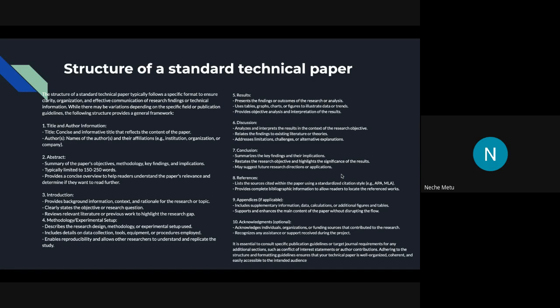So appendix is if applicable. Include supplementary information, data calculations, or any additional material that you need to add. Then you acknowledge individuals, organizations, or funding sources that contributed to the research. And then you recognize any assistance or support received in the project. It is essential to consult specific publication guidelines or target journal requirements for additional sections, such as a conflict of interest statement or author contribution. Adhering to the structure and formatting guidelines ensures that your technical paper is well organized, coherent, and easily accessible to the intended audience.